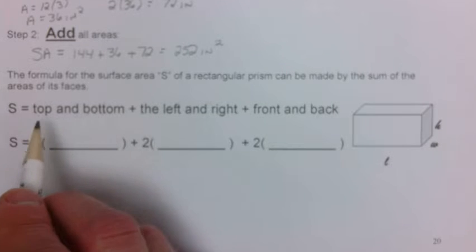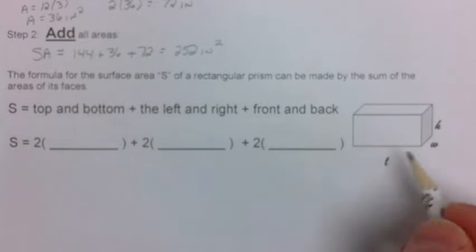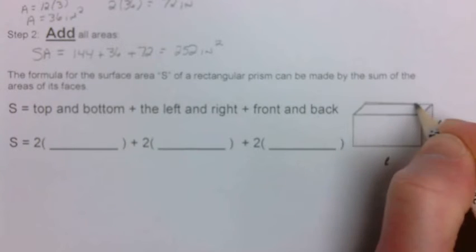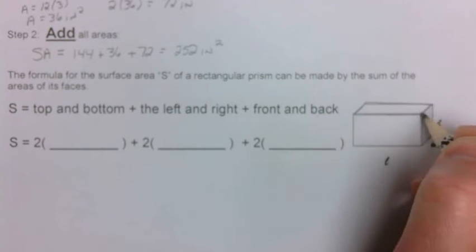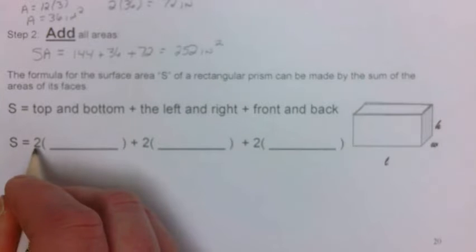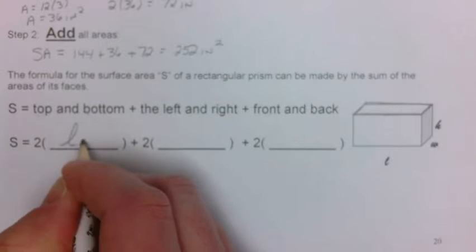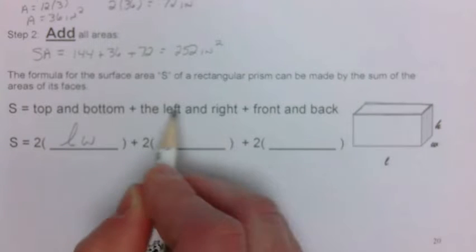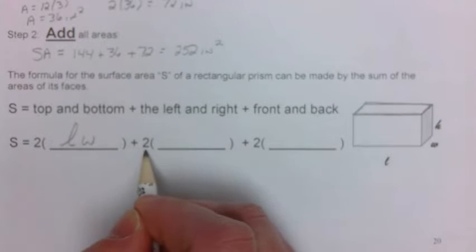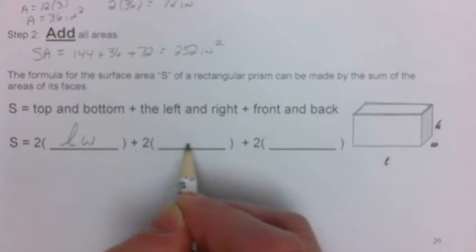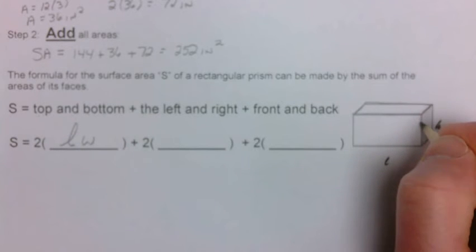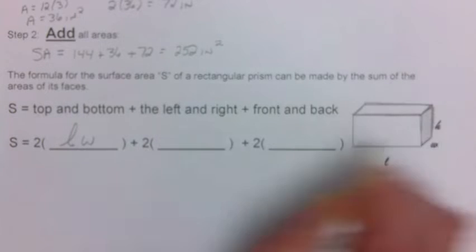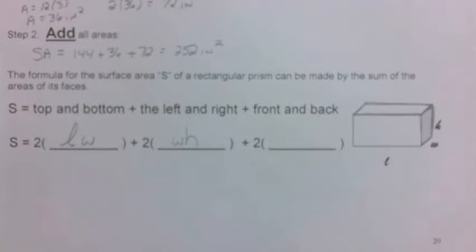Now, for the top and the bottom, they use the same dimensions to get their area. So if I'm looking at this prism right here, to get this top face, I would have to do the length, L, multiplied by the width, W. So my formula is going to start out as 2 times the length times the width. For the left and the right faces, again, they're exactly the same measurements, so whatever area I get for one of them, I'm going to double it. So 2 times. Now the dimensions for the right face: I need the width times the height. So I'm going to do plus 2 times the width times the height.